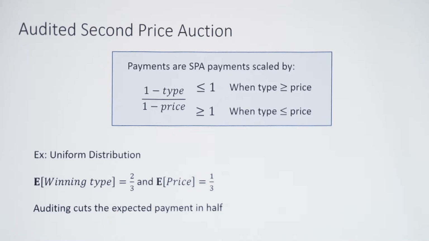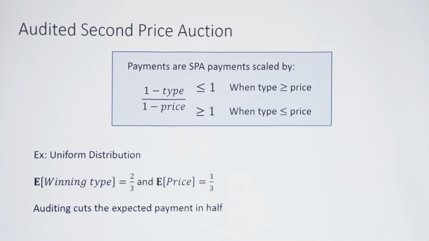And the important thing that we can draw from this example is that the audited second price auction payments are exactly the original second price auction payments that are just scaled by this fraction of 1 minus the type over 1 minus the price. And this is important because this fraction is less than 1 for all of the types that are greater than the price. And these are exactly the agents who would have been allocated the item in the original auction. So we've decreased their payment. However, for all the agents who wouldn't have been allocated the item, this fraction is greater than 1, keeping their incentives at least as strong.